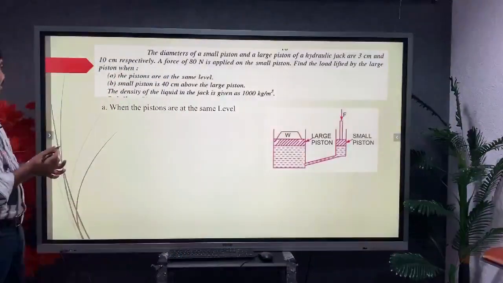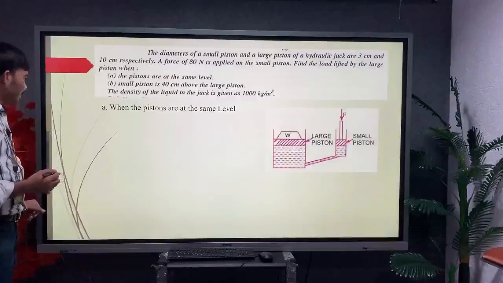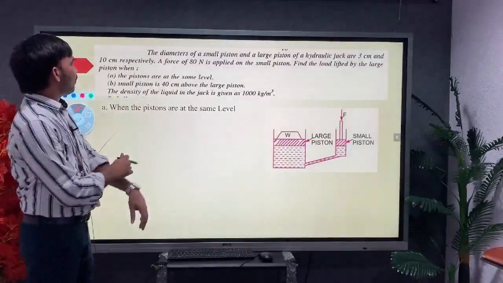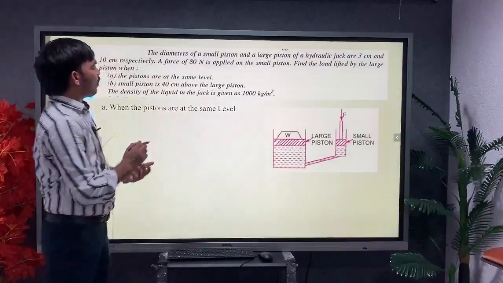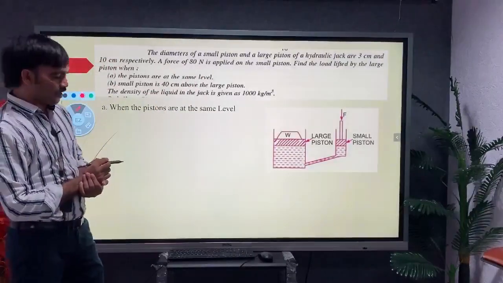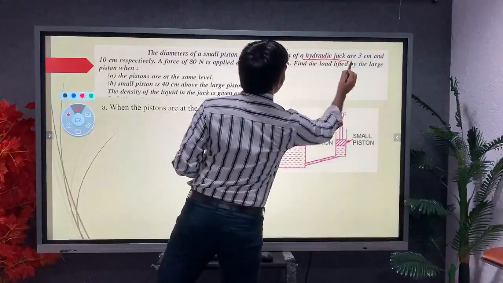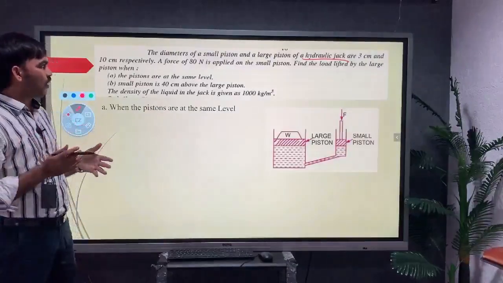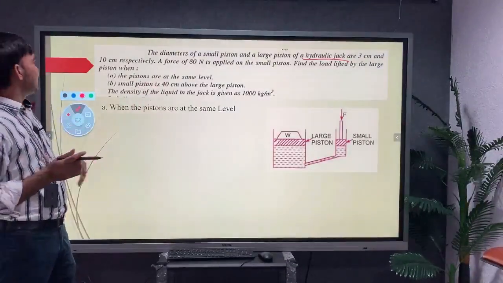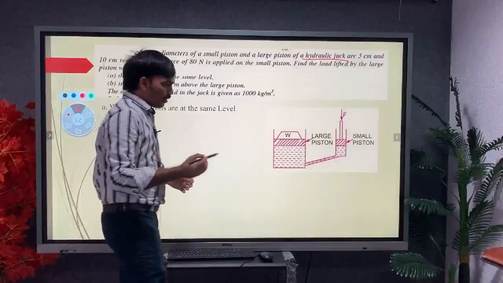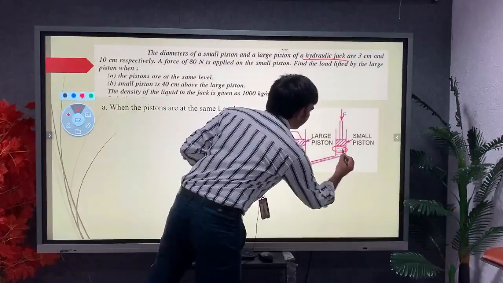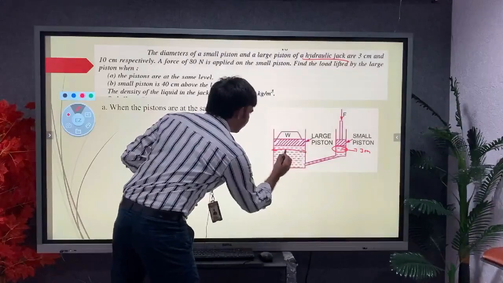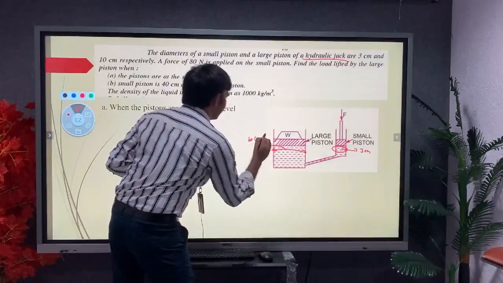Yeah, now we will try to solve another important problem, one of the important problems in this concept. Okay, the problem is: the diameters of a small piston and a large piston of a hydraulic jack are 3 centimeters and 10 centimeters. So there are two pistons, one large and one small. The diameter of the small piston is given as 3 centimeters, and the diameter of the large piston is given as 10 centimeters.